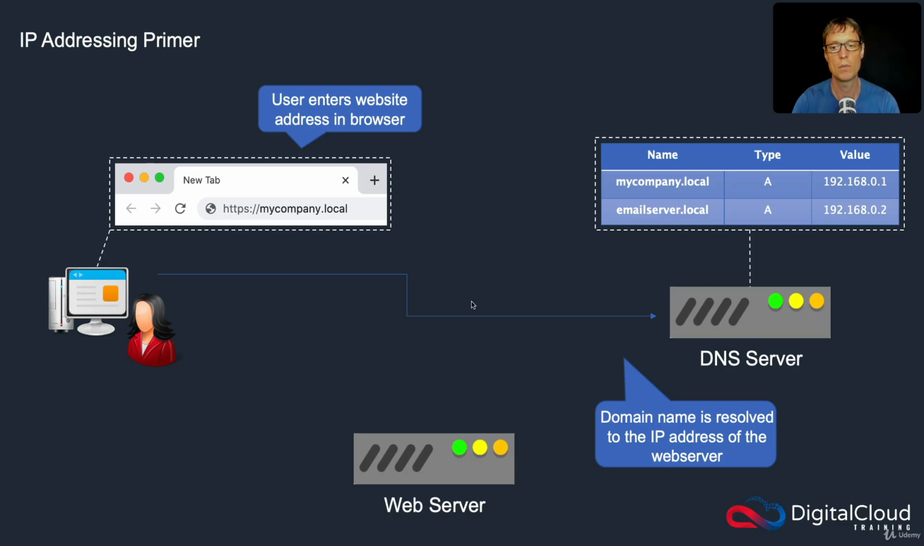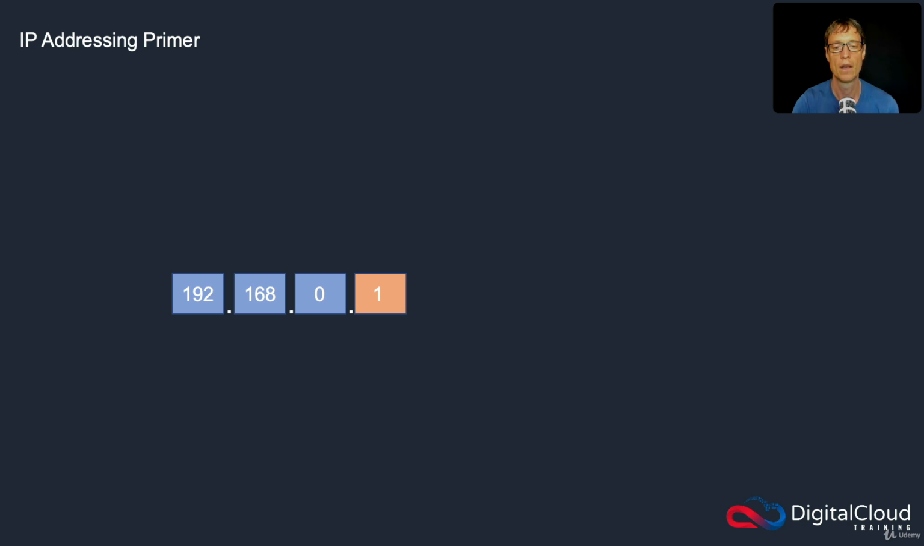So once the computer has asked the DNS server and received a response telling it what the IP address is, it can then connect to that computer using that IP address. So IP addresses are used by computers to connect to each other. So how is an IP address constructed? Well, this is what's known as an IP version 4 address. I'll talk a little bit more later in the lesson about IP version 6. But IPv4 has been around for a long time and it's still in a lot of use.